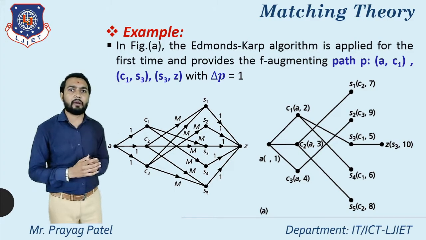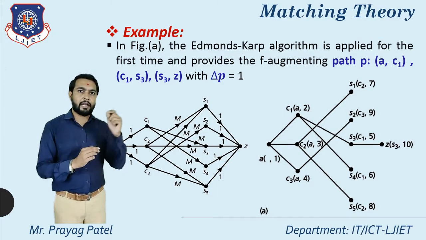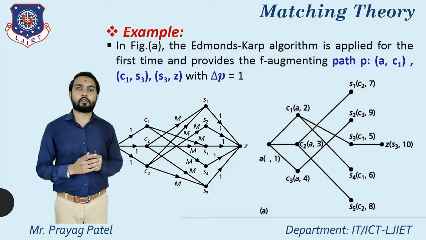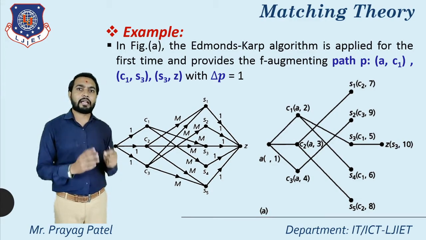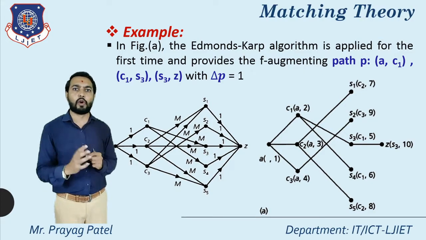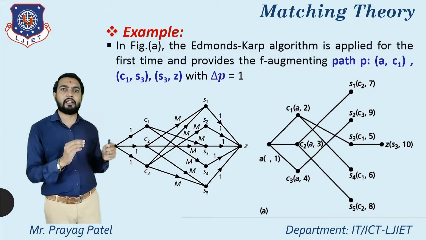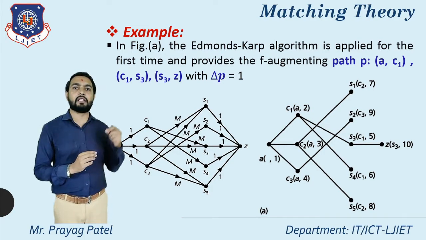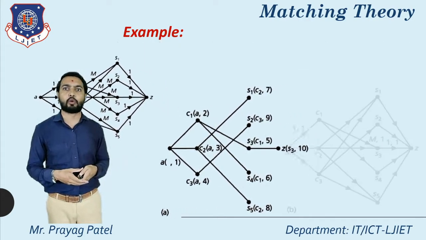Now after assigning the labeling, we find the path, first path as AC1, means A to C1, then C1 to S3, then S3 to Z. So this is a path. Now in this path, what is the value of delta P? So delta P value is 1 because here A to C1 capacity equal to 1 and S3 to Z capacity is also 1. So we can find the delta P equal to 1. Now apply this delta P and find the flow equal to 1 because we increase the flow by 1 because delta P equal to 1.